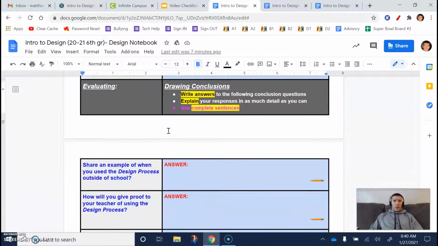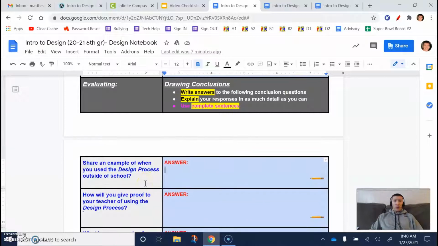And then we can look through each evaluating question. You're going to write your answers to the following conclusion questions. You'll put your answer on the right-hand side here where you see the pencil icon. Explain your answers in as much detail as you can, and of course, use complete sentences. Don't just use one-word answers. Remember to have a capital letter to start your sentence and an ending punctuation mark.